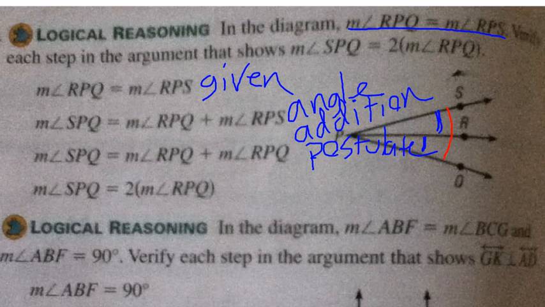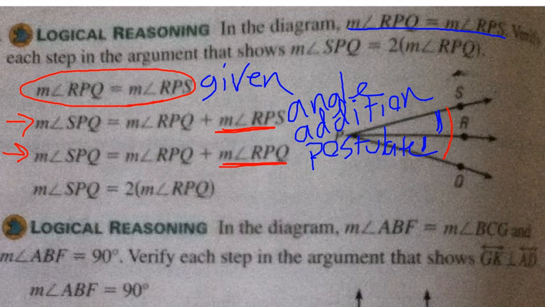Then the third line of the argument says measure of angle SPQ equals measure of RPQ plus the measure of RPQ. So you can see what they did there. What's different about this line and this line? The only difference is this right here. So they substituted RPQ for RPS. And why can they make that substitution? They can make that substitution because they know that those two underlined red things are equal, because that was given.